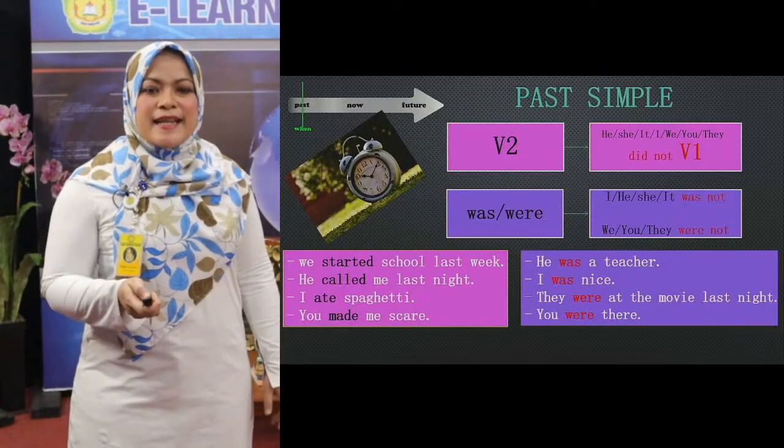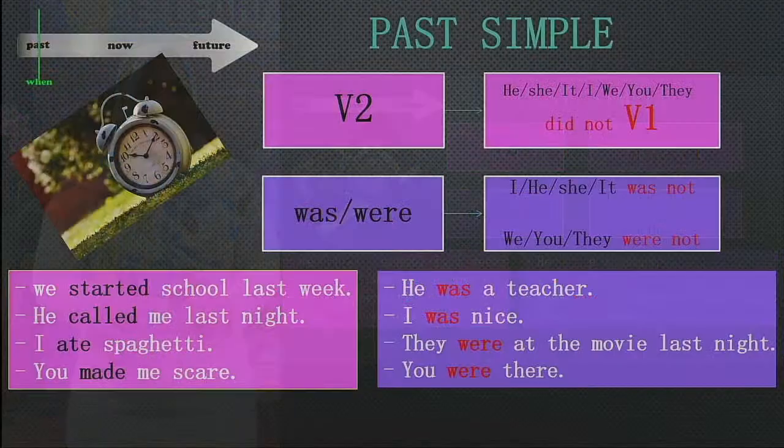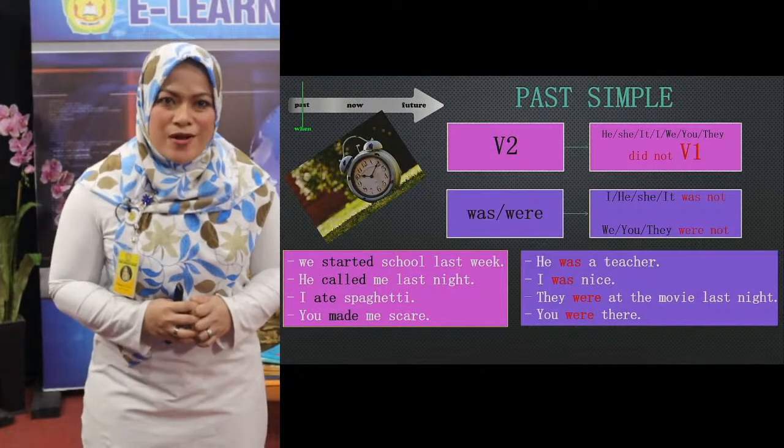And then again, before I'm going to explain about past simple, let's just see what will come through, kind of an advertisement or something like that. So, happy watching everyone. Have a great watching.